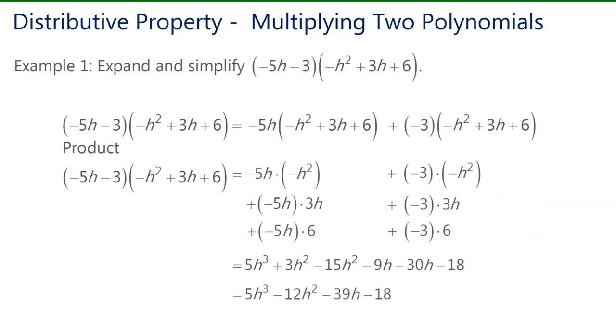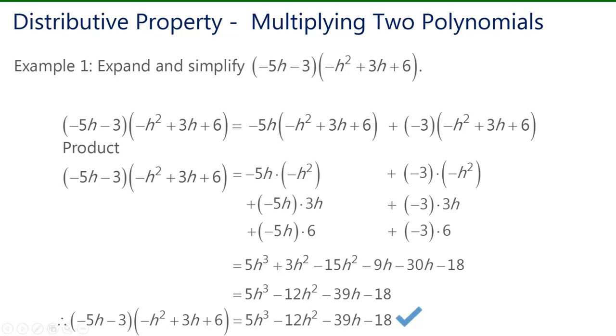This gives us 5h cubed, subtract 12h squared, subtract 39h, subtract 18. Notice that 3h squared and negative 15h squared are like terms. Add to give us negative 12h squared. Negative 9h and negative 30h add to give us negative 39h. Our final answer is 5h cubed, subtract 12h squared, subtract 39h, subtract 18. And we're done with the expansion.